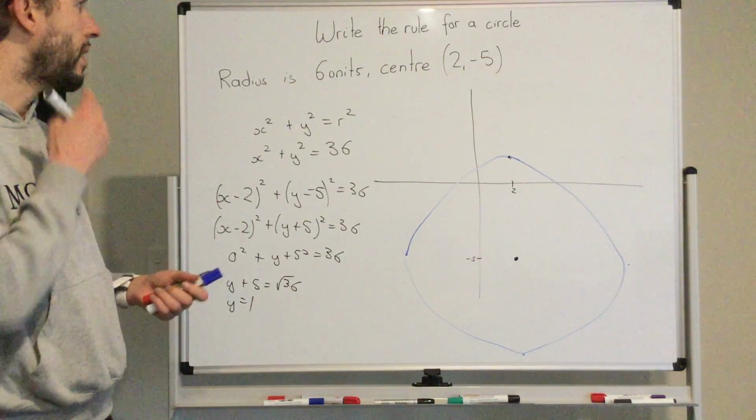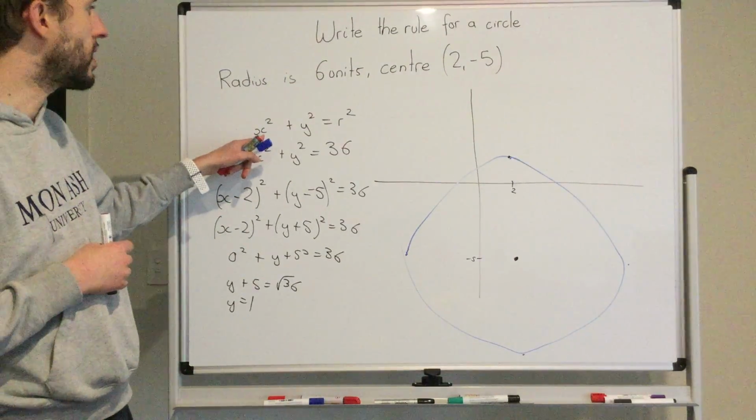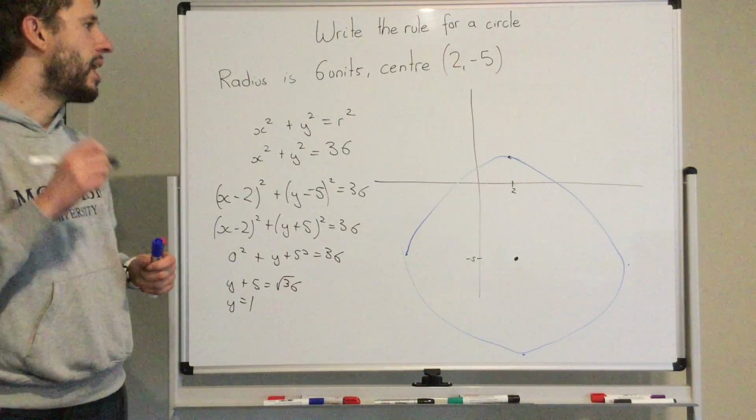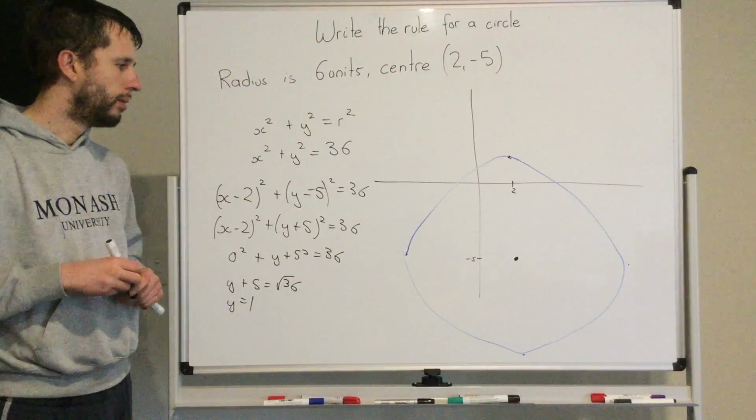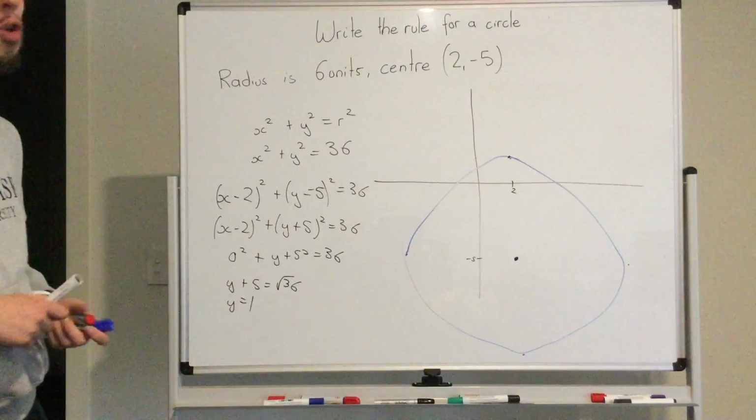So I just want you to make sure and remember that when we're talking about the equation of a circle, we're just thinking about x squared plus y squared equals r squared. And that helps us to work it out. Really hope that helps you understand how to write the rule for a circle.